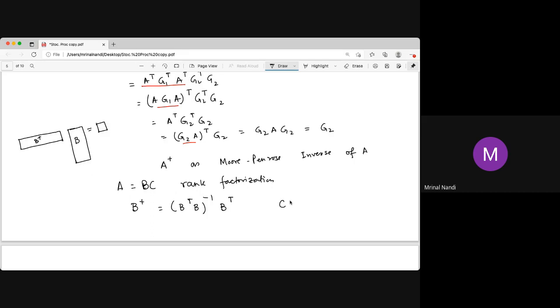And similarly, the Moore-Penrose G inverse of C is C transpose, C C transpose inverse. So C C transpose is again a non-singular matrix, and its inverse exists. This is the Moore-Penrose inverse of C, and the Moore-Penrose inverse of A is just the Moore-Penrose inverse of C times the Moore-Penrose inverse of B.